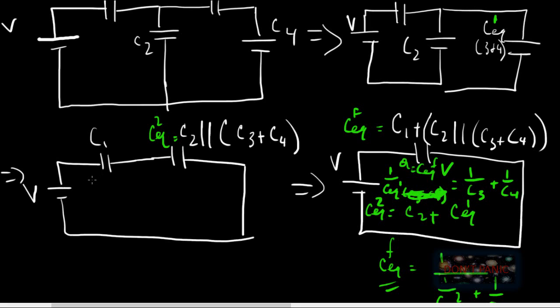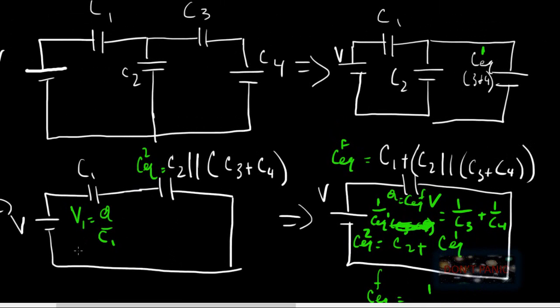Okay, so if you know the charge, then the voltage across C1 is going to be Q over C1. Okay, so then that's it for C1. We know that the charge across C1 is Q and the voltage is V1, so we're done with C1. Okay, so C1 has been found completely. Okay, what about this second one?